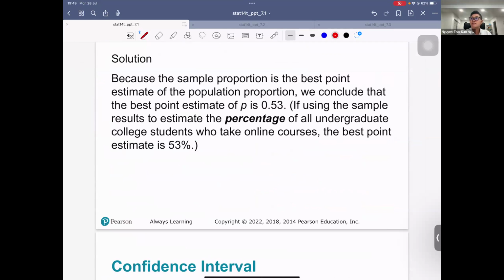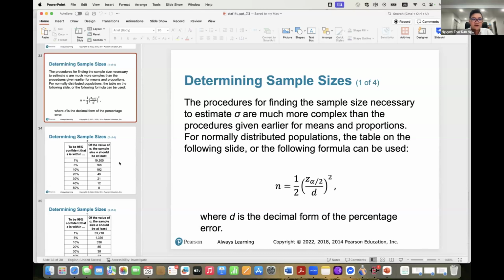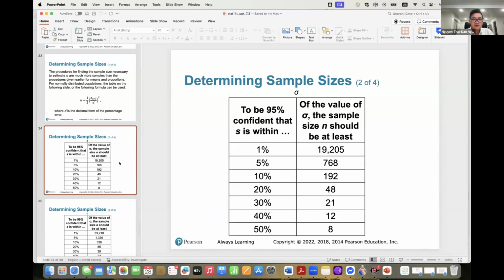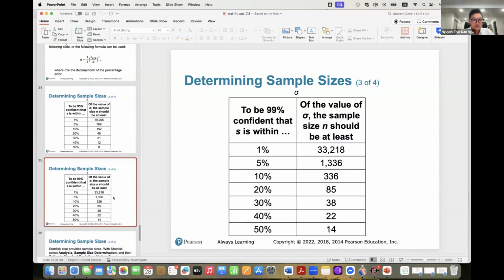I'm going to share desktop one. Okay, so this one is determining sample sizes to be 95% confident that S is within 1%, 5%, 10%, up to 50% of the values of sigma. The sample size should be at least this. So we have all this data, right? This is the table. It helps us to determine the sample size.